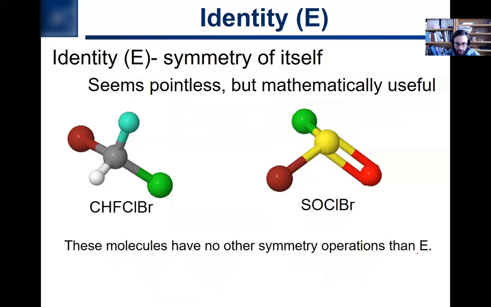Some molecules only have the identity operation. So here are some examples. If you have a carbon with four different substituents, that only has the identity operation. Or this molecule here, where you have three different substituents. All right, so that's it for symmetry operations and the different types of them. And now we'll be able to see what we can do with these symmetry operations once we know them.